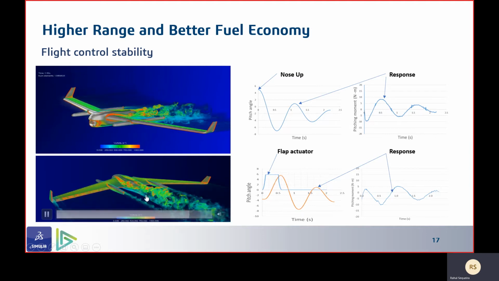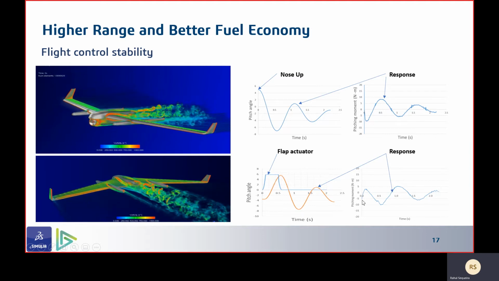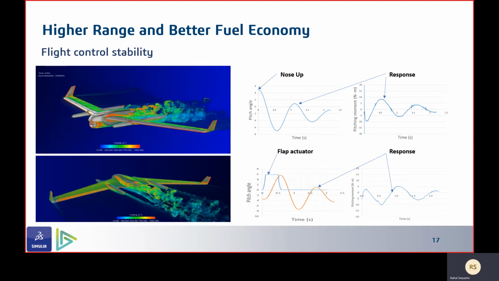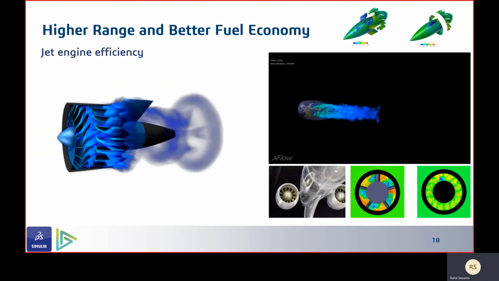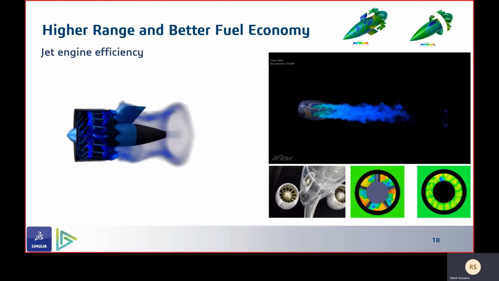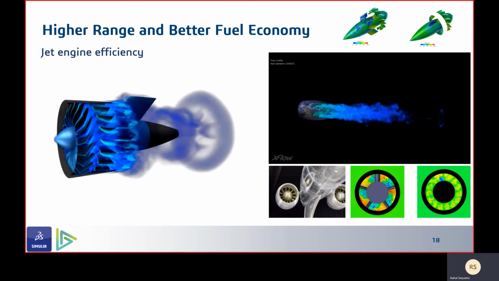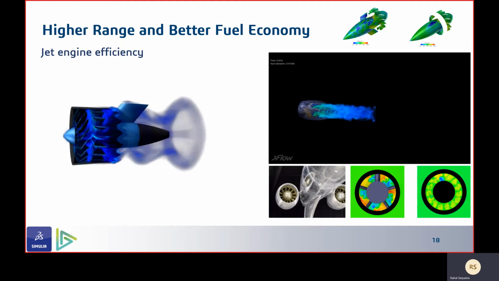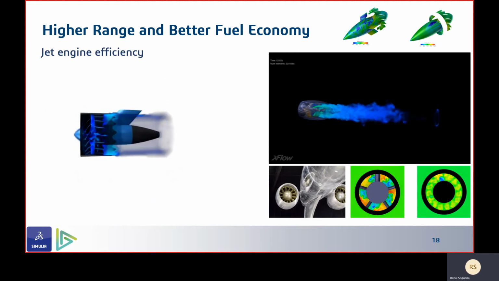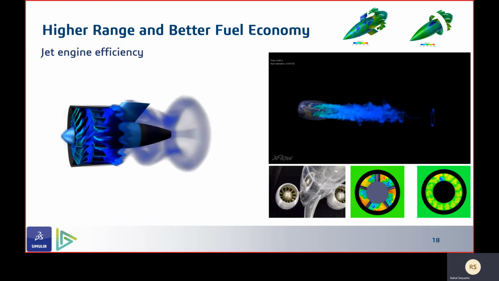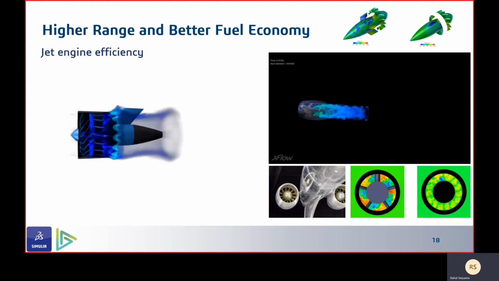The same thing goes for when the flaps are being deployed. Because of turbulence, it's able to capture those intermittencies in the stability of the aircraft. And as I mentioned, with jet engines, they're also able to use multi-phase flow in order to understand how the aircraft operates under its cruise conditions. And this is some of the ways XFlow is being used to improve the range and fuel economy of aircrafts.